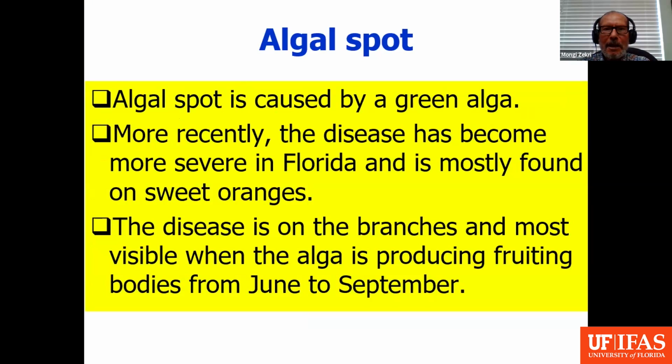Disease number 2 is algal spot. Algal spot is caused by a green alga. More recently, the disease has become more severe in Florida and is mostly found on sweet oranges. The disease is on the branches and most visible when the alga is producing fruiting bodies from June through September.